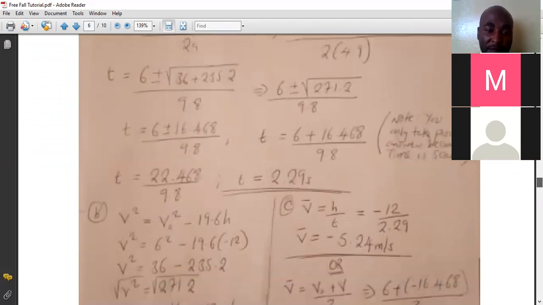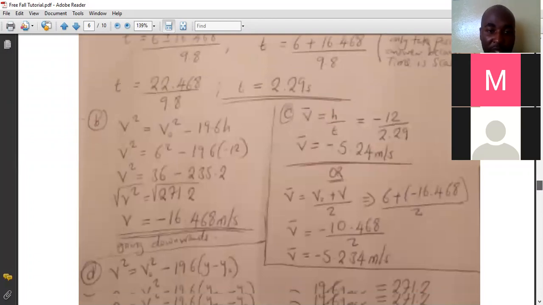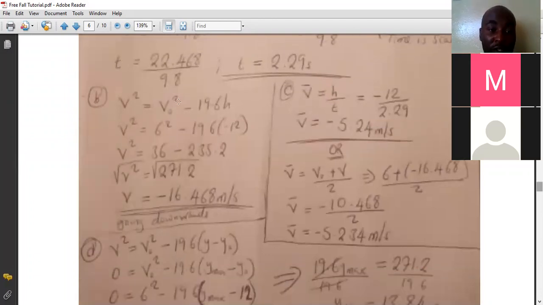Then b is, with what velocity does it strike the ground? You use this formula. If you want, you can even start with this one, b, because it's very straightforward. You say v squared equals v naught squared minus 19.6 h. Remember, 19.6 is 2 times g. So it will be v squared equals 6 squared minus 19.6 times minus 12. So when you multiply there, you will find yourself adding.